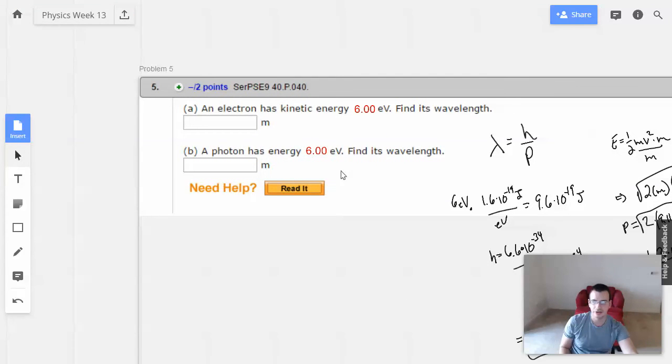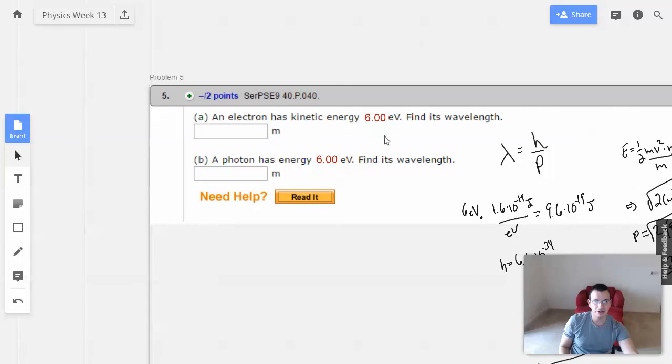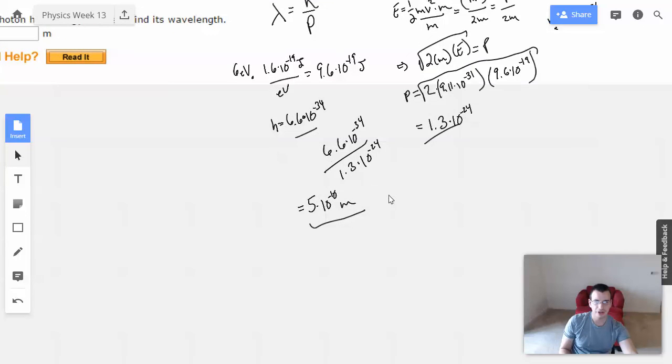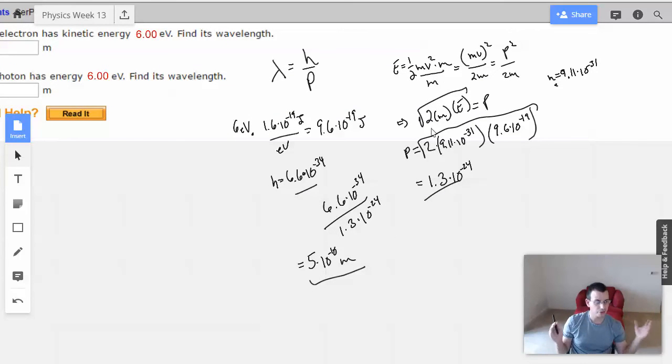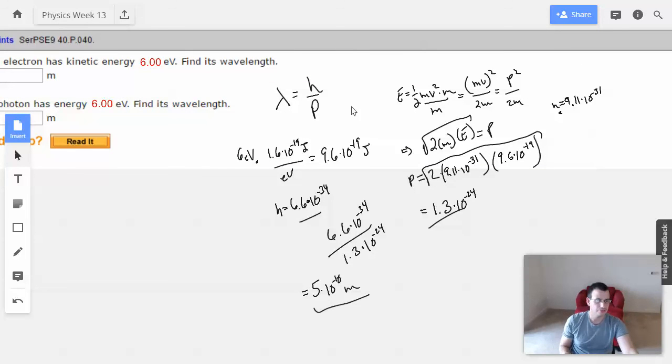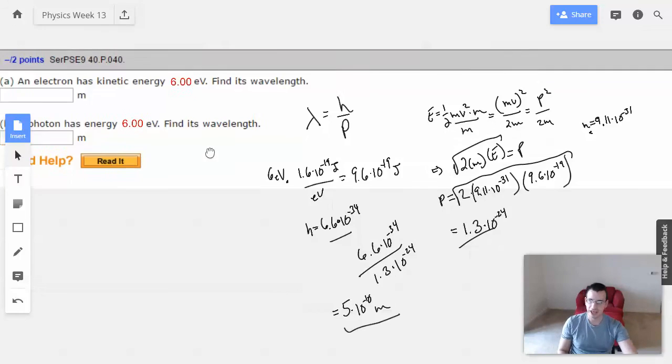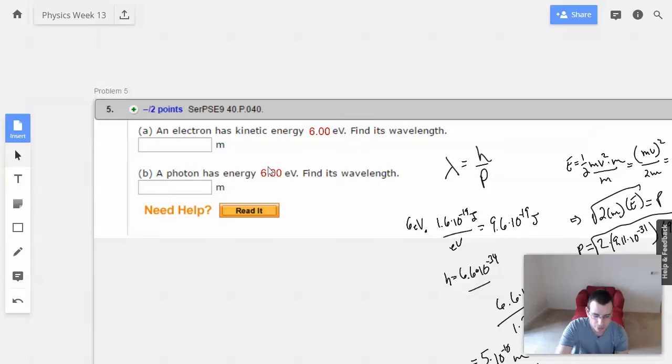All right. So an electron has kinetic energy, find its wavelength. There might have been an easier way to do that, but that's the way I can always remember. You can memorize, or you'll be given the formula for the de Broglie wavelength, which is the wavelength that everything has in life. Baseballs, footballs, cars, everything has that wavelength. It's just inconsequential for most things in life.